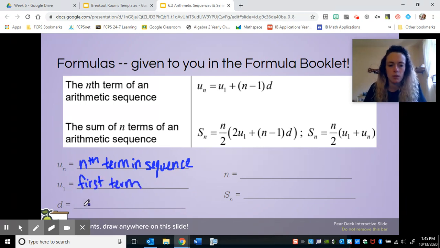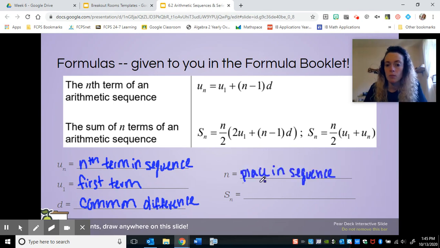D, just like we saw on the previous slide, is our common difference. N is the place in the sequence. And remember that n has to be a positive whole number because you're counting the placement in the sequence. Finally, S sub n is the sum of the first n terms.